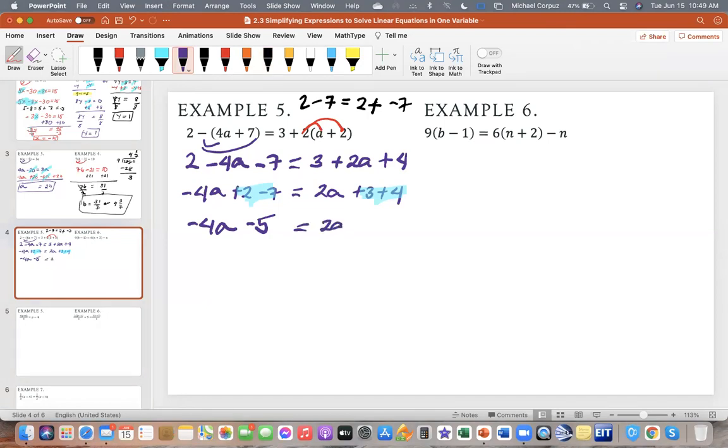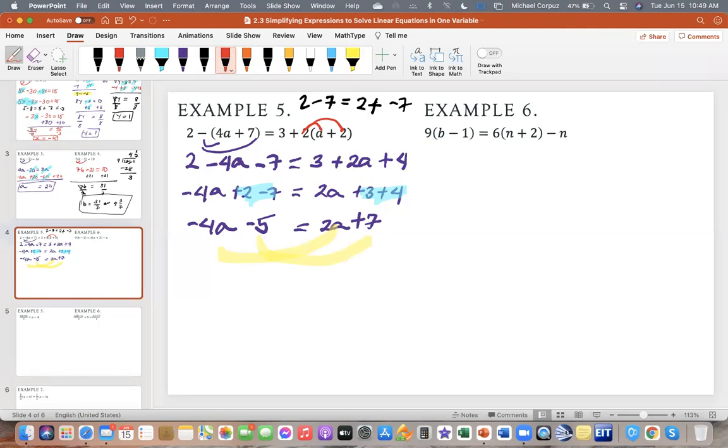And now we have 2a, right side. 3 plus 4, both positive. Okay, positive 7. After combining left and right, we now get your a's to the left and the constant terms to the right. So this 2a should go here, and then this negative 5 should go there by applying your addition property of equality.